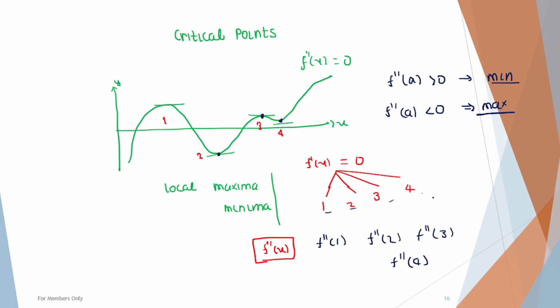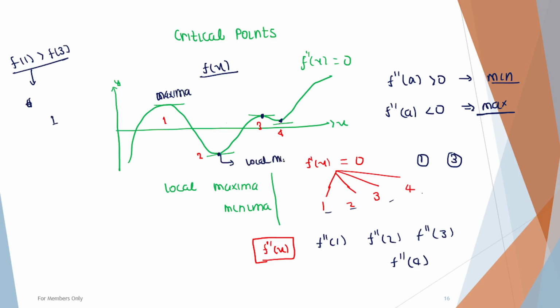So now we will substitute the points 1 and 3 in this particular function f of x, and then we will compare. So we will find f of 1 is greater than f of 3. So particularly at the point 1 local maxima will be achieved, and at the point 2 local minima will be achieved, okay. So this is how we compute local minima or local maxima.